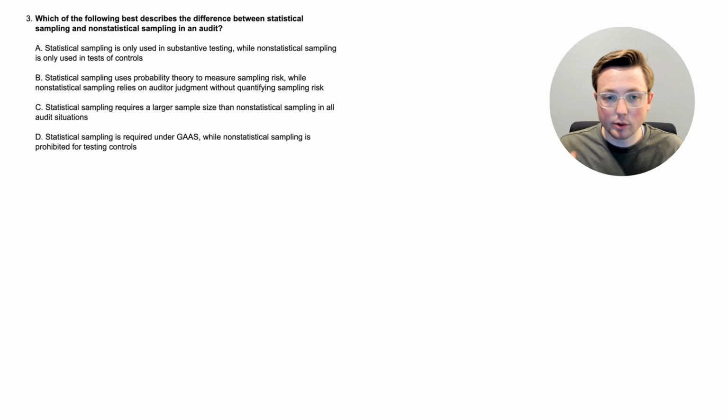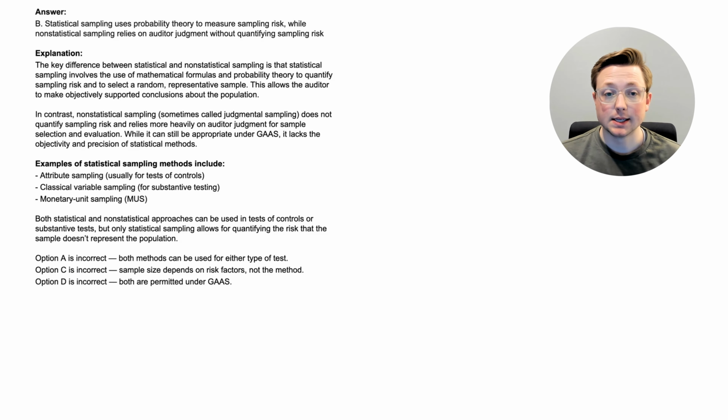So based on what we read there, and understanding what statistical means and what non-statistical means, you can probably think through this and at least have a good guess. So I would recommend that you pause the video and come back when you're ready, and we'll look at the answer together. All right, here we are. The answer is B. Statistical sampling uses probability theory to measure sampling risk, while non-statistical sampling relies on auditor judgment without quantifying sampling risk. So that's the difference between those two.